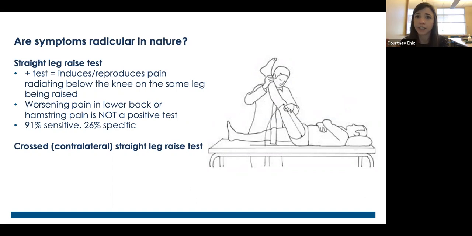The idea of this is that it places some increased tension, some dural tension on the low lumbar and high sacral nerve roots, so that if there is a nerve root impingement or any sort of nerve involvement, this is maybe going to bring out those symptoms.